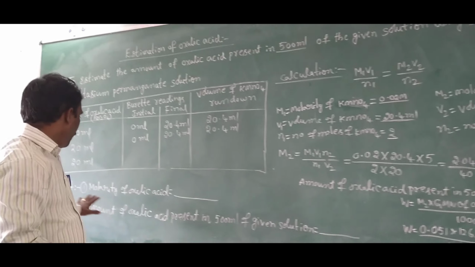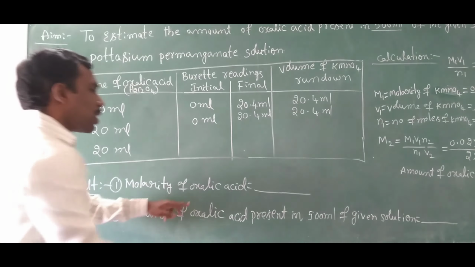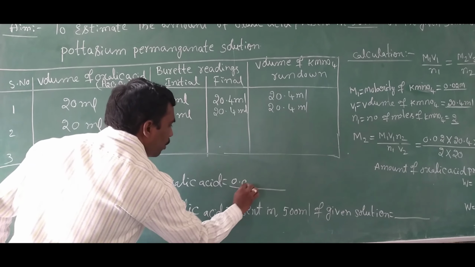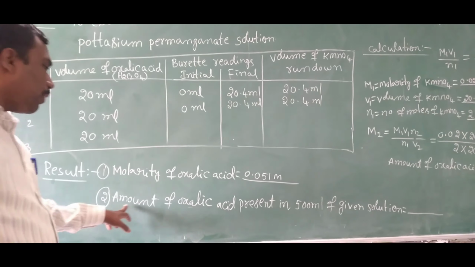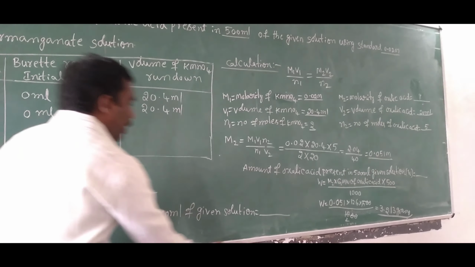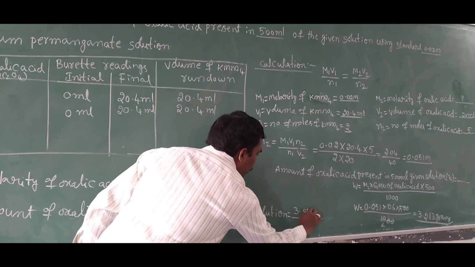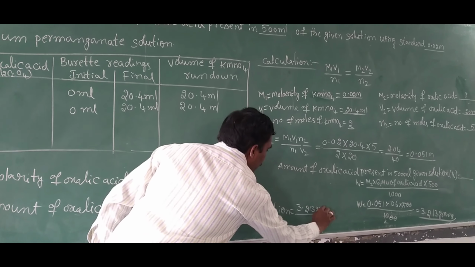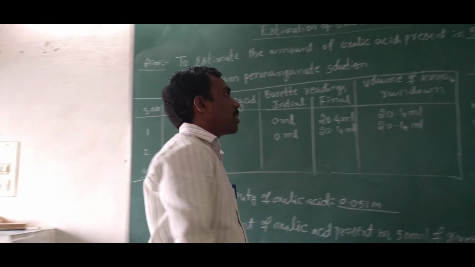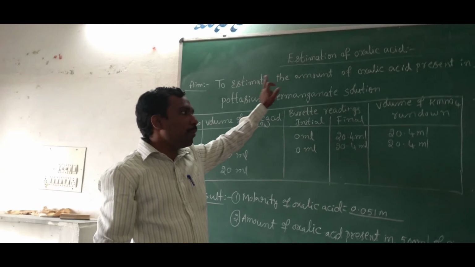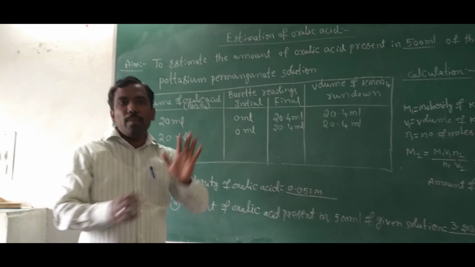And finally, we write down the result: the molarity of oxalic acid is 0.051 M, and the amount of oxalic acid present in 500 ml of the given solution is 3.213 grams. In this way, we find out the unknown concentration of oxalic acid and the amount of oxalic acid present in the given 500 ml of the sample solution.